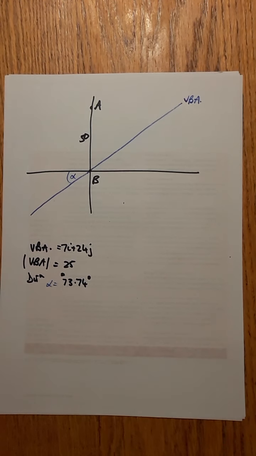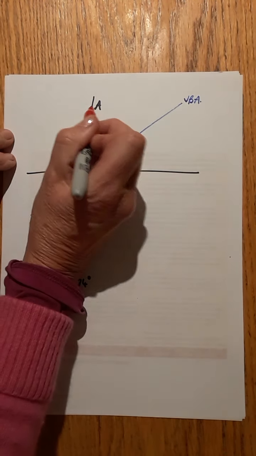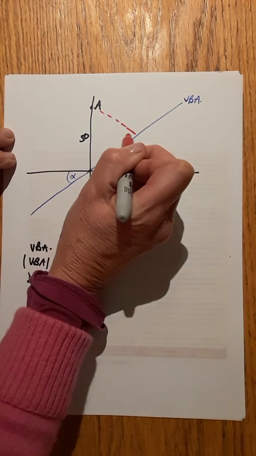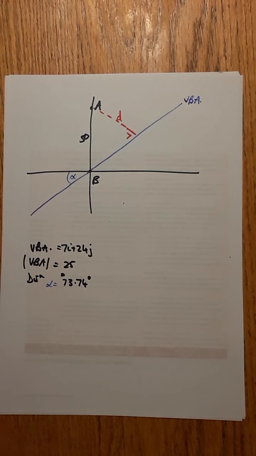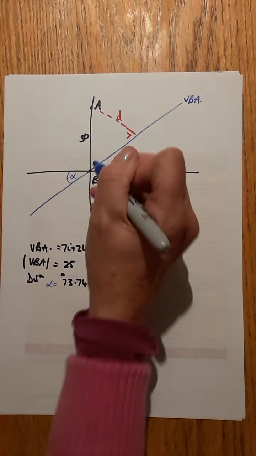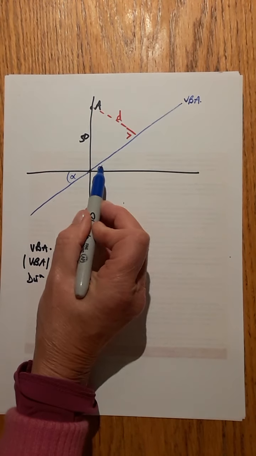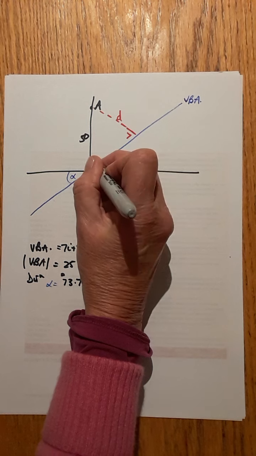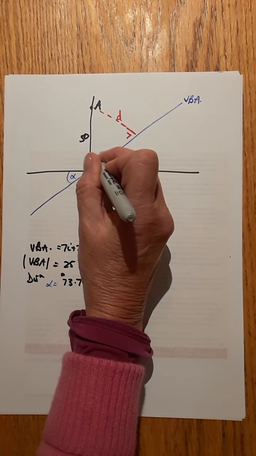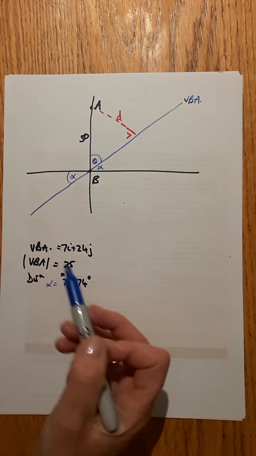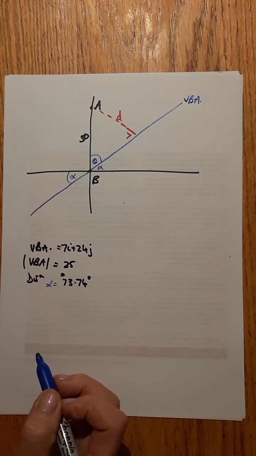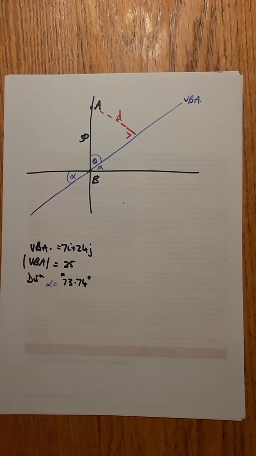Now I'm going to drop a perpendicular from A down onto that blue line, and that red line there would be my closest distance. I can find the closest distance because I have this angle here, alpha, so I'll be able to get in here. I'll call that one maybe theta. And I'll know then that the sine of theta is d over 50. So d is equal to 50 sine theta.